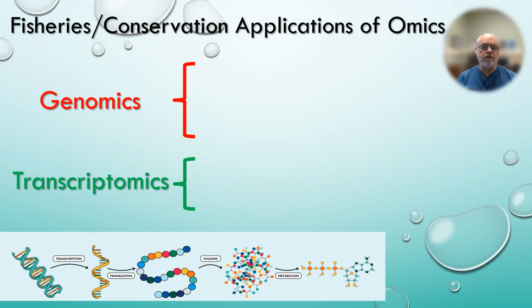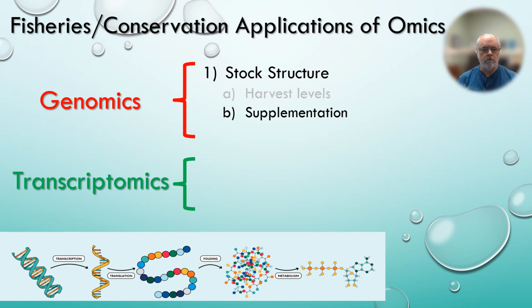Because genomics and transcriptomics are the most widely used omics technology within fisheries and conservation, I'm going to give a couple of examples of genomics and transcriptomic applications. Genomics is primarily used, at least within fisheries and fish conservation, to assess stock structure or population structure. This information can be used to assess harvest levels. If you have a mixed stock fishery, you can use genomics to assign individual fish to one or other populations.